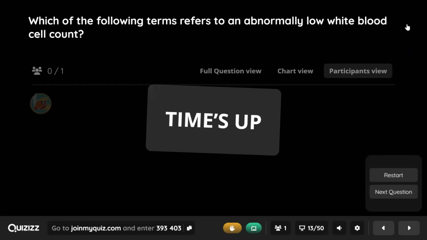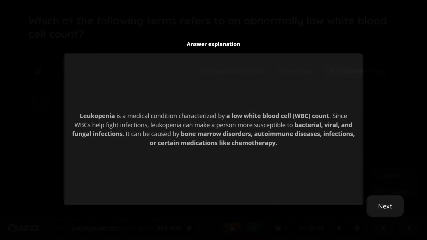The answer for this one is going to be leukopenia, okay? Leukopenia is a medical condition that's characterized by a low white blood cell count. And remember, white blood cells are also referred to as WBCs or leukocytes, right? So since WBCs, aka leukocytes, help fight infections, leukopenia can make a person more susceptible to bacterial, viral, and fungal infections. It can be caused by bone marrow disorders, autoimmune diseases, infections, or certain medications like chemotherapy.